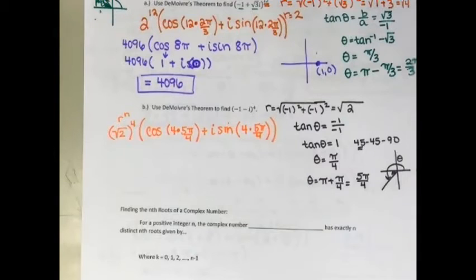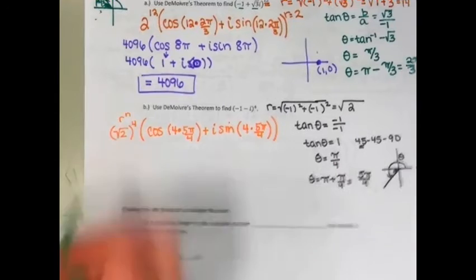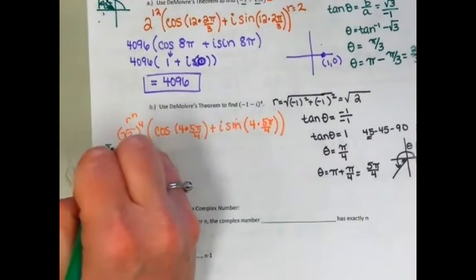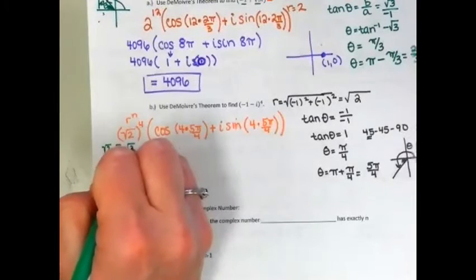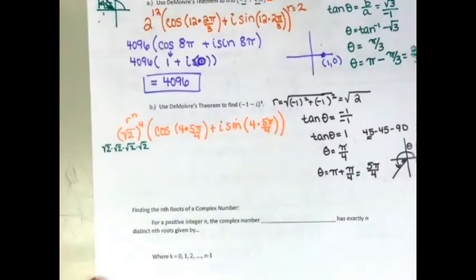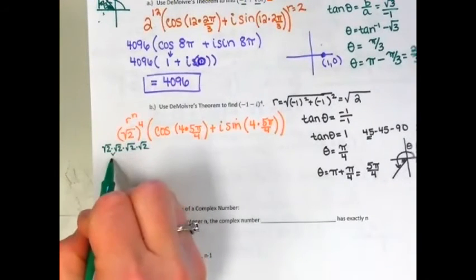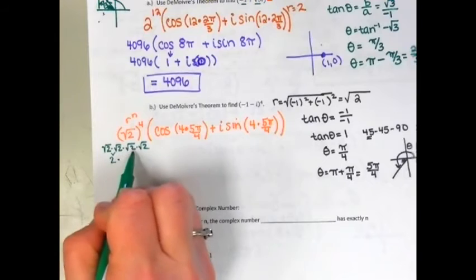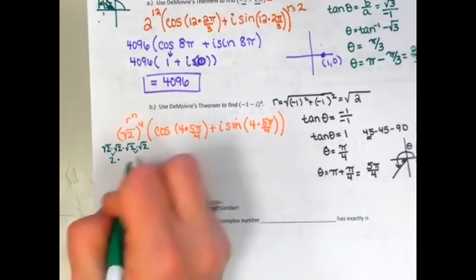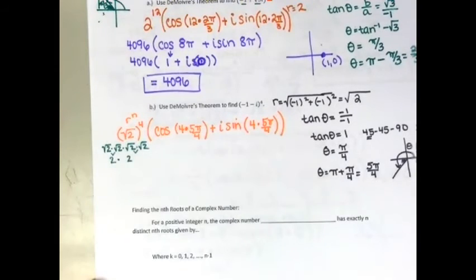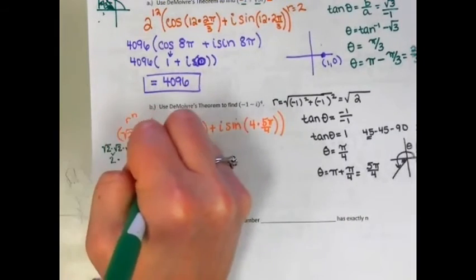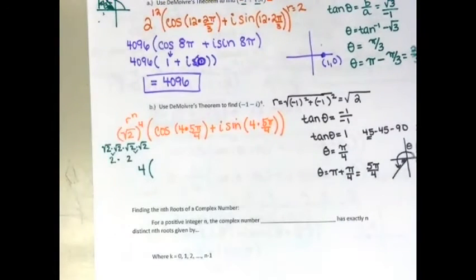Now, let's do some calculation. What's radical 2 to the 4th power? Remember, radical 2 to the 4th is radical 2 times radical 2 times radical 2 times radical 2, right? What's radical 2 times radical 2? 2. So what's 2 times 2? 4. Wasn't too bad, was it?